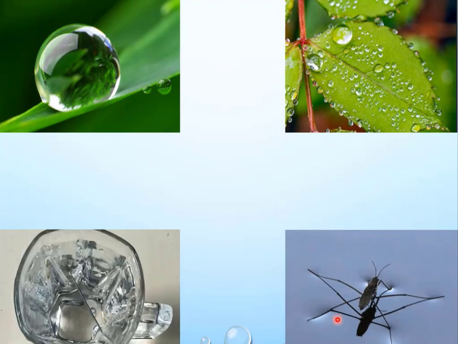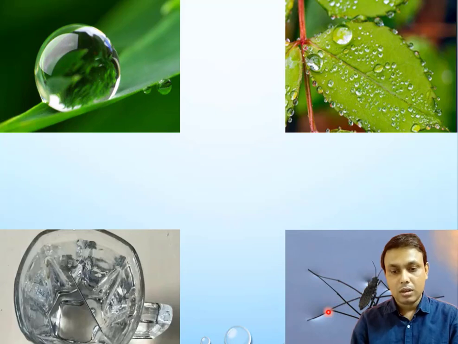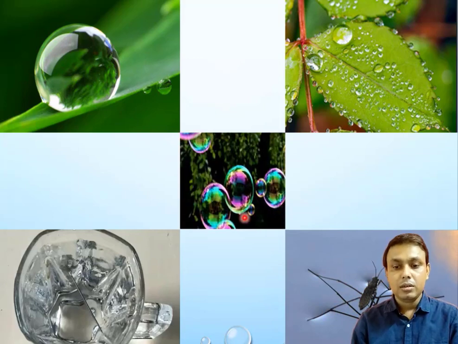Here you see this insect. The insect is walking on the surface of water. এটা জলের উপর দিয়ে হেঁটে যাচ্ছে, এটাও কিন্তু জলের মধ্যে ডুবে যাচ্ছে না. Here you see these are spherical bubbles. Now why are these bubbles spherical? Why are they not taking any other shapes like cylindrical or any other shapes?